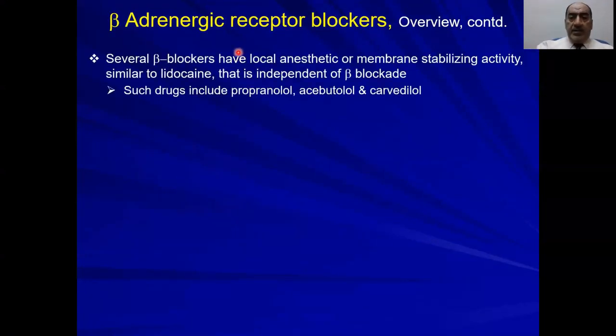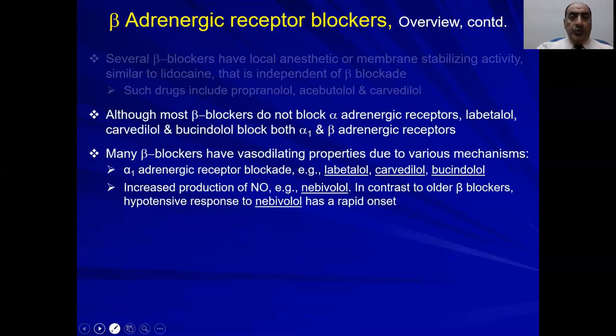Some of these drugs, including propranolol, acebutolol, carvedilol, have some membrane stabilizing activity, also called local anesthetic activity, similar to lidocaine, the normal prototype local anesthetic drug. Usually beta blockers do not affect alpha receptors. However, there are some of these drugs, including labetalol, carvedilol, bucindolol, that inhibit alpha 1 receptors in addition to the beta receptors.